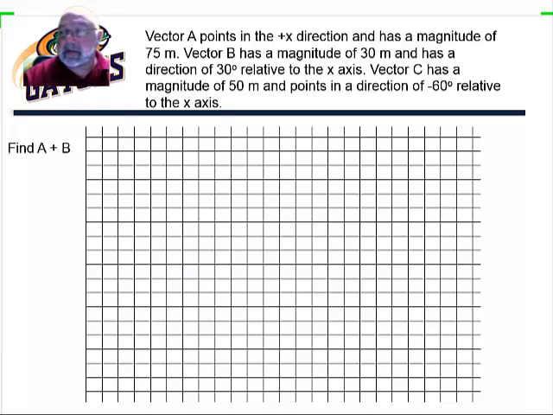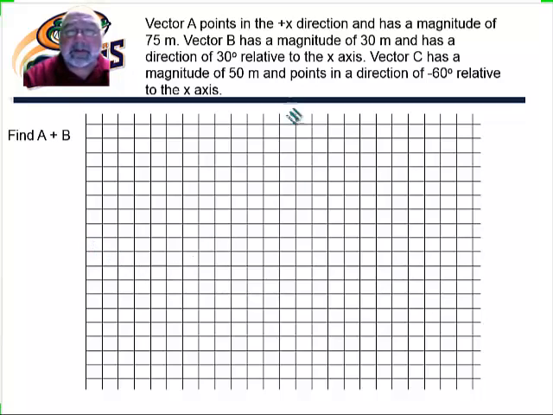Vector A, 75, and vector B, 30. So I'm going to say that one block is equal to 10 meters. Let me go ahead and write the scale down. One division or block is equal to 10 meters. If we don't have a scale written on our graph, we need to, so that we know what we're measuring.